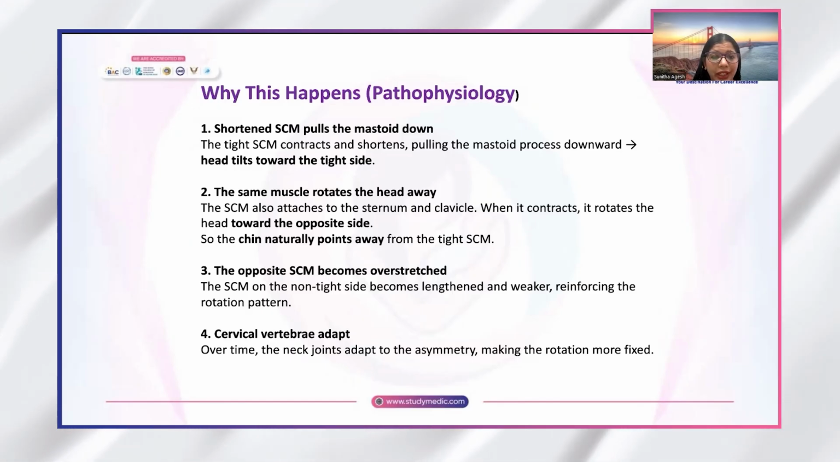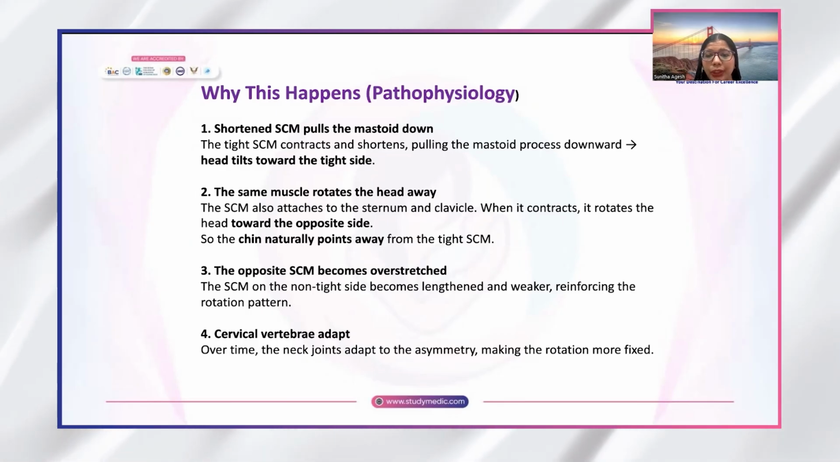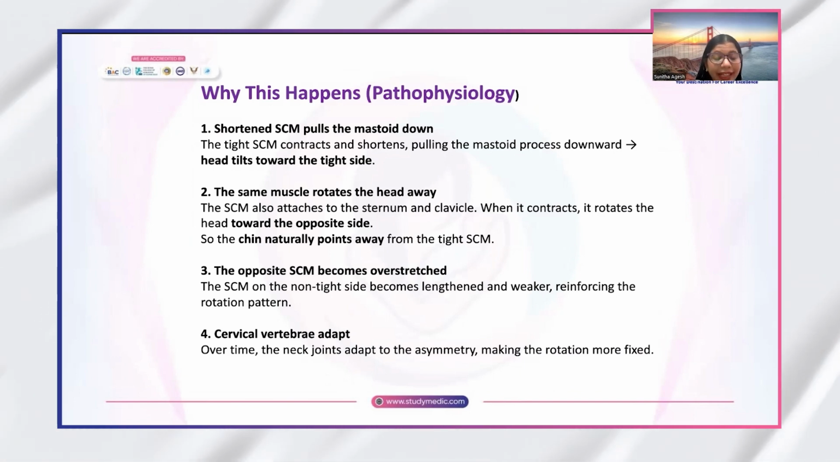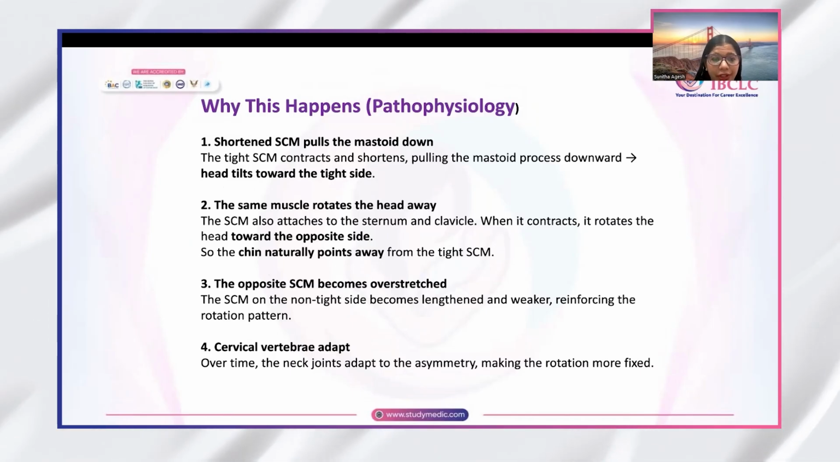So this is the physiology. A shortened SCM pulls the mastoid down. The tight SCM contracts and shortens, pulling the mastoid process downward, and the head tilts towards the right side, the tight side, right? Then the same muscle rotates the head away. The same muscle is responsible for the head rotation.